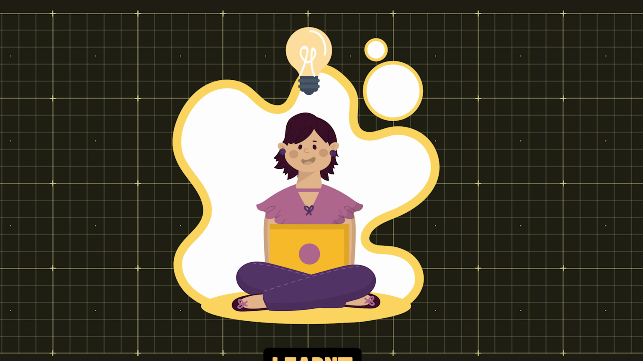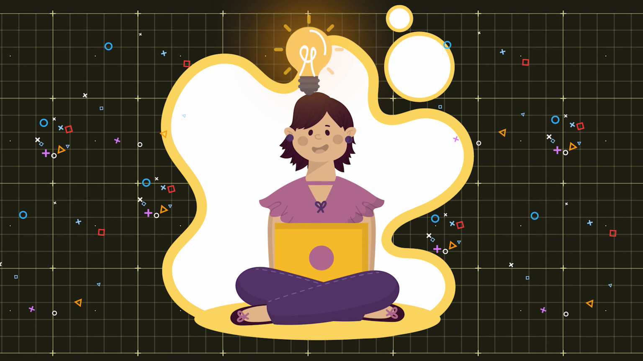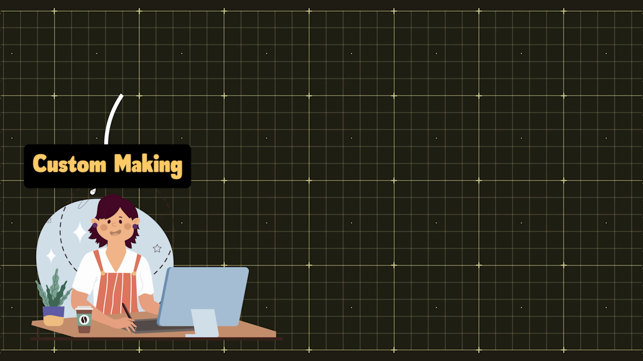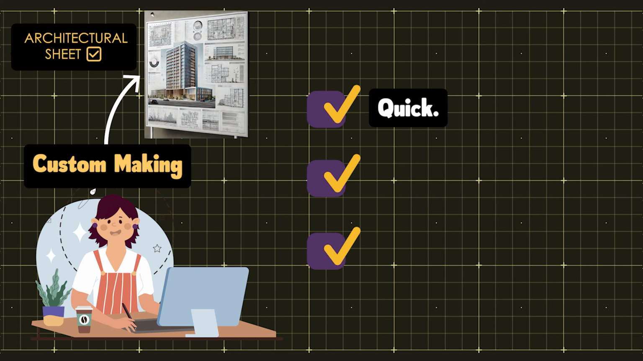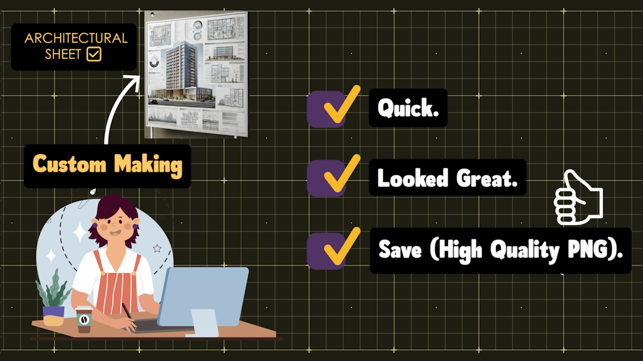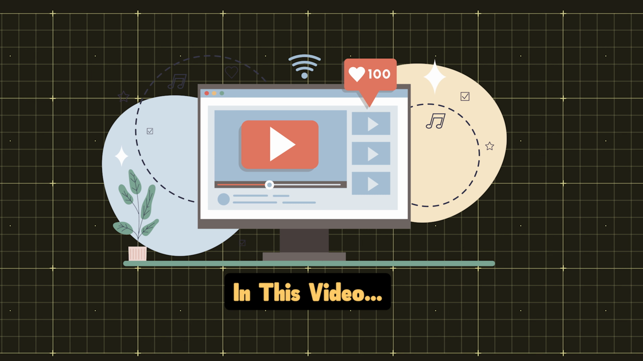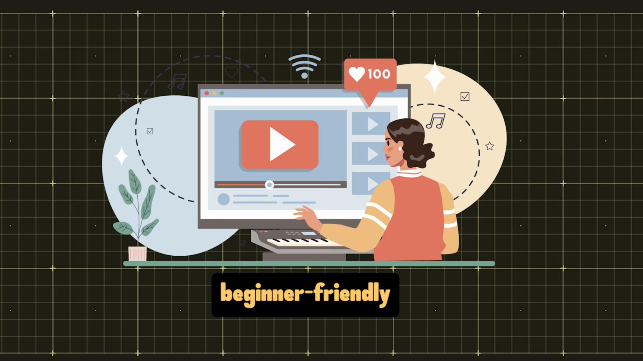But then I learned how to create my own arrows. And trust me, it changed everything. I started custom making arrows for my architectural sheets. They were quick, looked great, and I could save them as high-quality PNGs for later use. So in this video, I'll be teaching you a beginner-friendly way to create arrows.